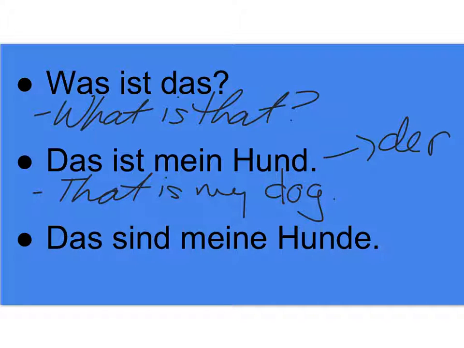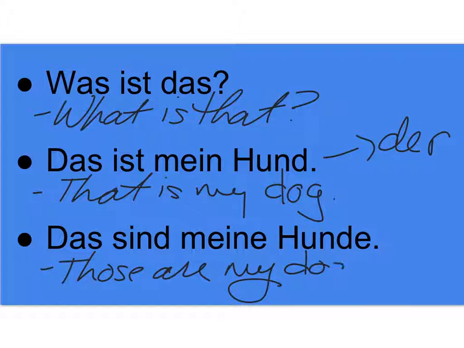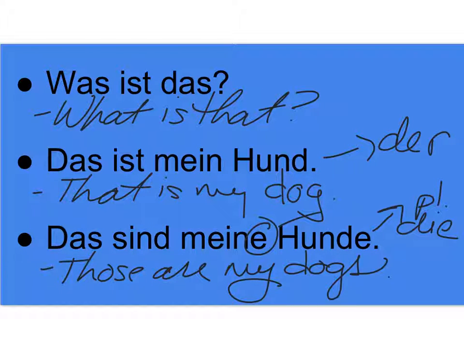Okay. What about das sind meine Hunde? Don't make it a question, but those are my dogs. Good. Okay. So since this one was plural, you add that E. Does that make sense? Okay.